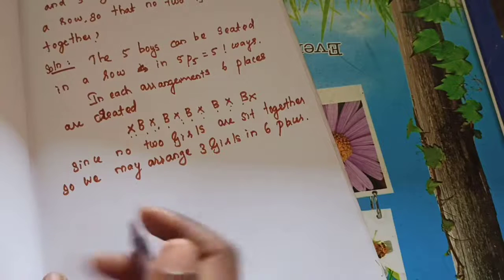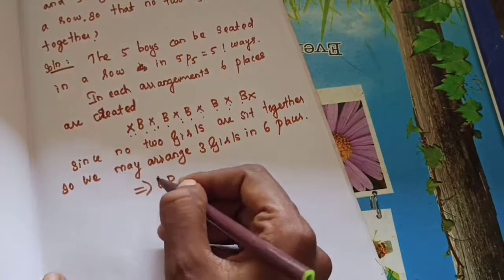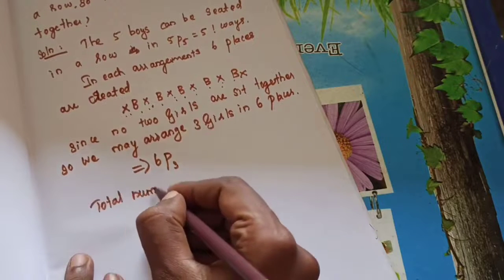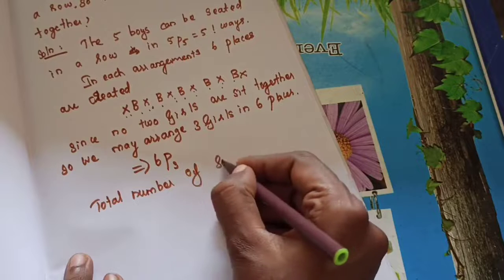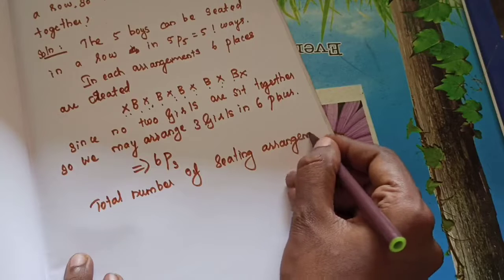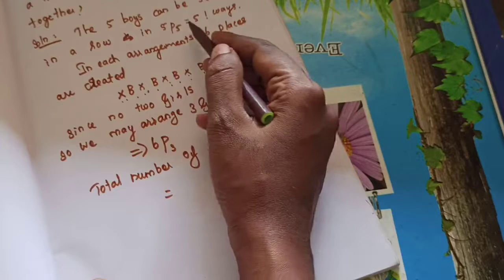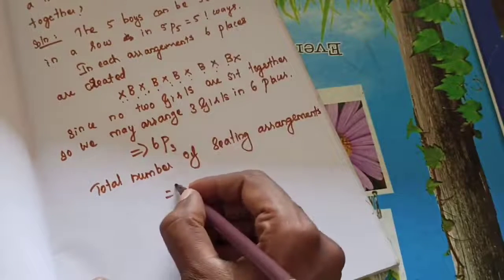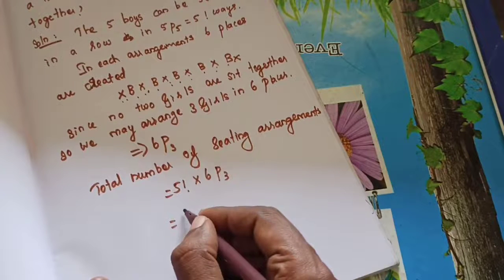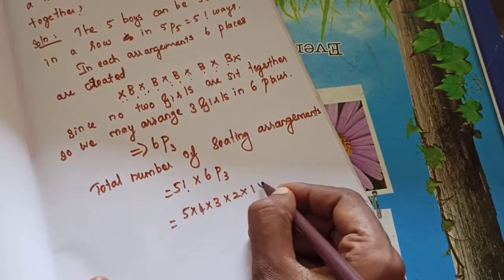So how many ways are there? This can be done in 6P3 ways. So the total number of seating arrangements is equal to, here already 5P5 is there, is it right? So that is 5 factorial into 6P3. That's equal to 5 factorial, which means 5 into 4 into 3 into 2 into 1, into 6P3.